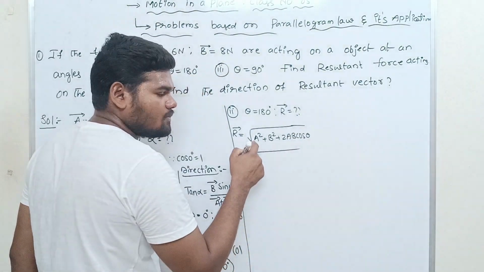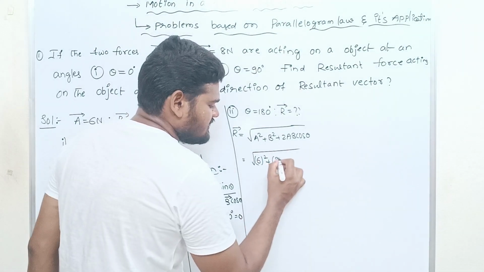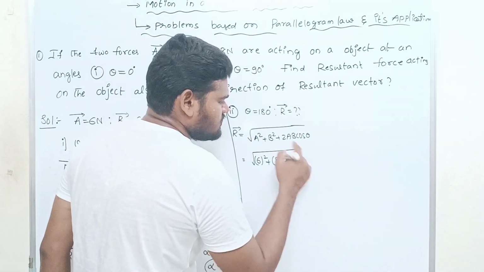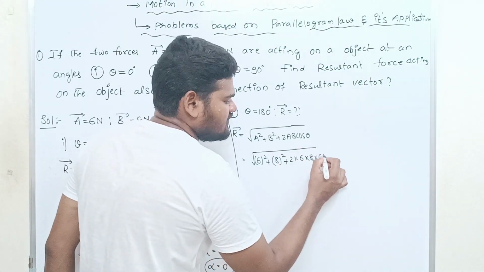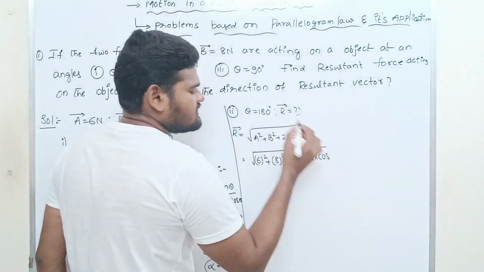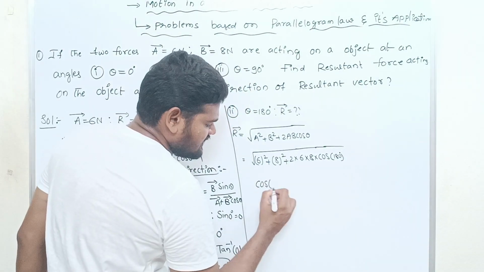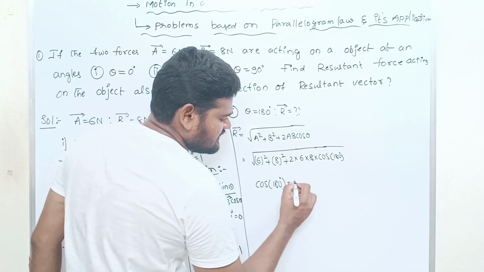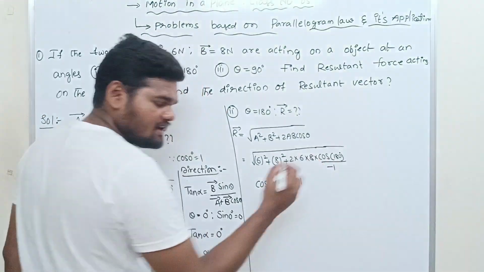The value of a is how much? 6 square plus what is the value of b? 8 square plus 2 into what is the value of m? 6, b 8 into cos theta. Theta is equals to how much? 180 degrees. What is the value of cos 180? The value of cos 180 degrees is equals to minus 1. So this value becomes minus 1.